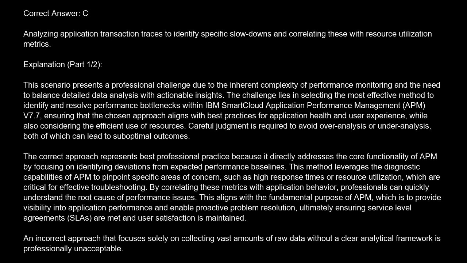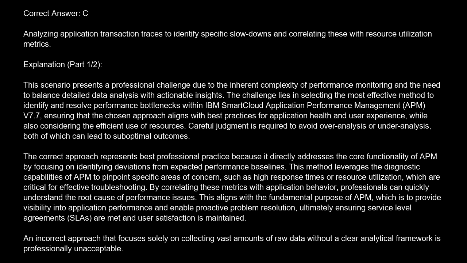The challenge lies in selecting the most effective method to identify and resolve performance bottlenecks within IBM SmartCloud Application Performance Management (APM) V7.7. Ensuring that the chosen approach aligns with best practices for application health and user experience, while also considering the efficient use of resources. Careful judgment is required to avoid overanalysis or underanalysis, both of which can lead to suboptimal outcomes.